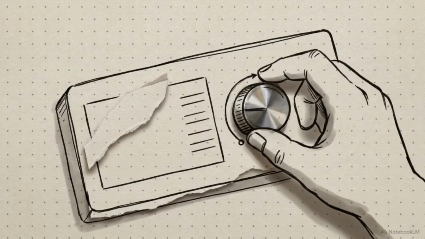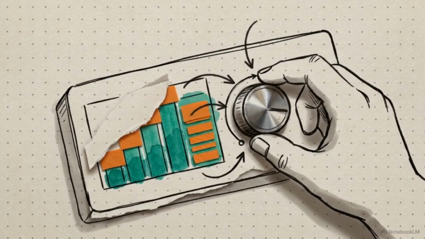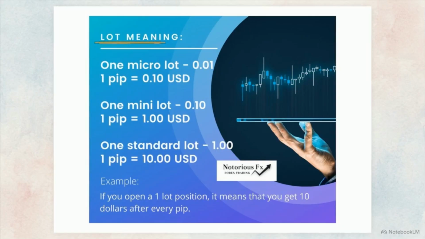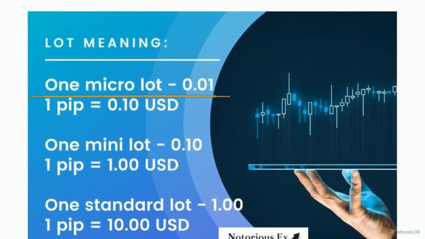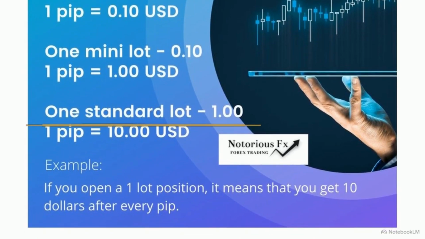To translate that distance into actual money, you have to determine the financial size of your position using a metric called a lot. This graphic breaks down how lot sizes dictate your cash risk. A micro lot, entered as 0.01, means every pip the market moves is worth 10 cents. Scale that up to 1 standard lot, and every single pip of movement equals $10.